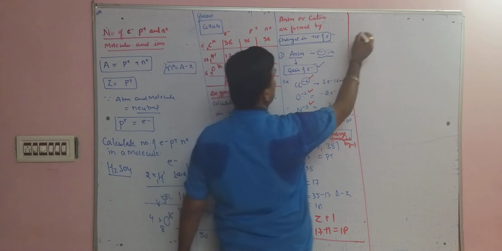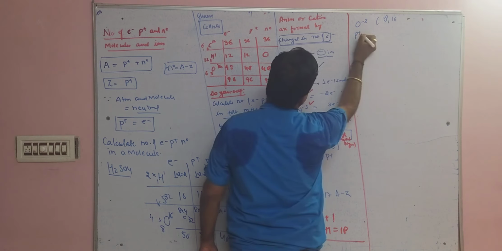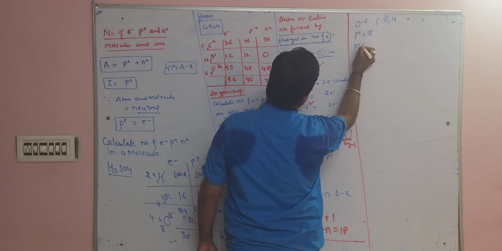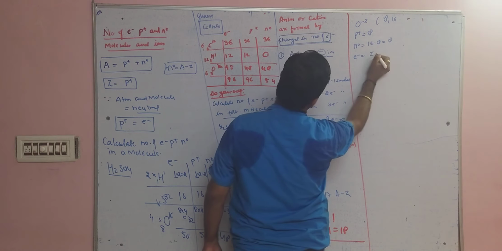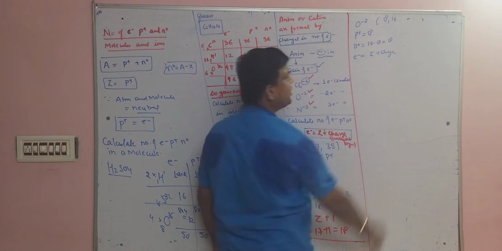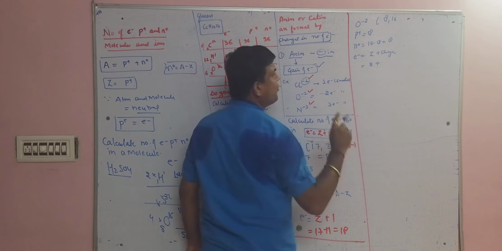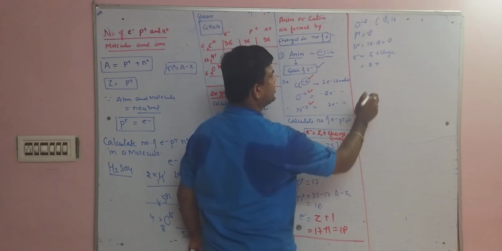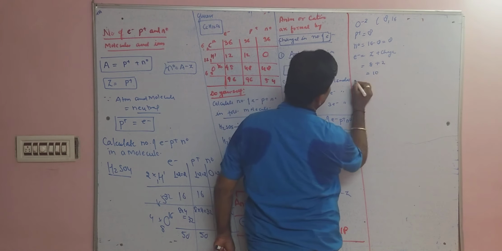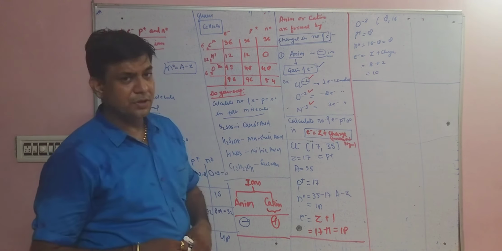If we go for O minus 2, now see, 8 and 16 are there. Then protons are equal to 8. Neutrons are equal to 16 minus 8, which is 8. And the electrons are equal to Z plus charge. The formula has been given to you. So what is Z? Z is 8 and how much charge is there? It's 2. Don't go for the negative sign. It's only 2. So 8 plus 2, that is, electrons are equal to 10. Okay. Is this clear to you?